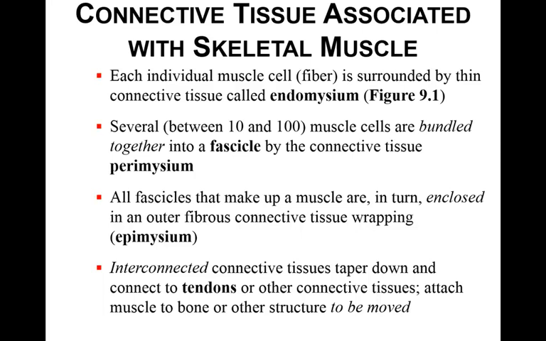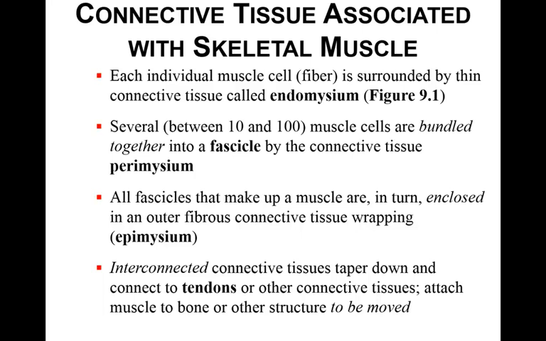Now, when you have several muscle cells that are bundled together into what we call a fascicle, the fascicle is wrapped by a layer called perimysium. Okay, and some fascicles you might have anywhere from 10 to 100 muscle cells bundled together. But when you have them bundled together, it's called a fascicle. It's surrounded by perimysium. Then you have all the fascicles that make up the entire muscle. Those are enclosed in a fibrous connective tissue layer called epimysium.